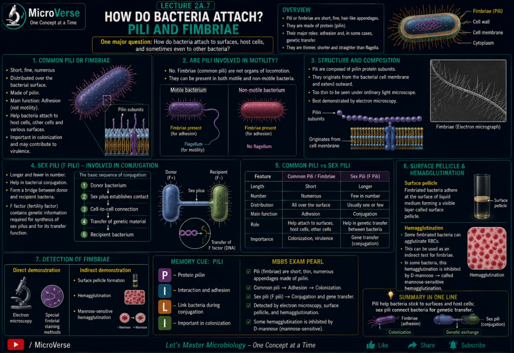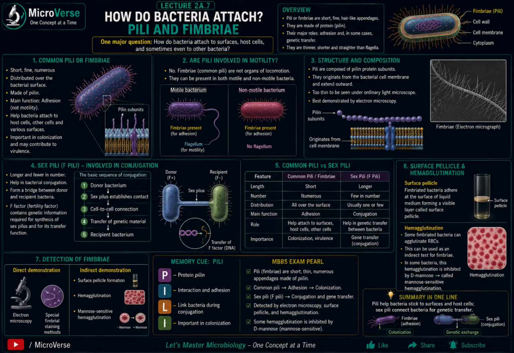So, what are pili and fimbriae? Pili or fimbriae are short, fine, hair-like surface appendages of bacteria. They are thinner than flagella, shorter than flagella, and straight rather than helical. Also, they are made of a protein called pilin, and are not primarily involved in locomotion. A bacterium may possess numerous fimbriae over its surface. Their major roles can be broadly understood as adhesion or gene transfer.